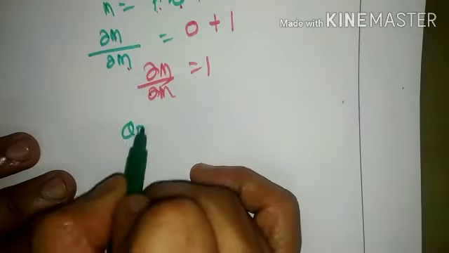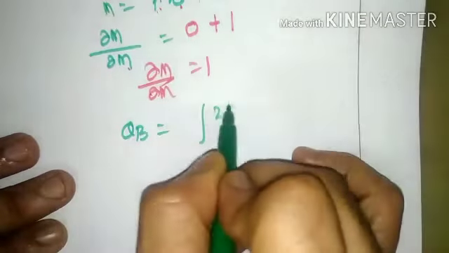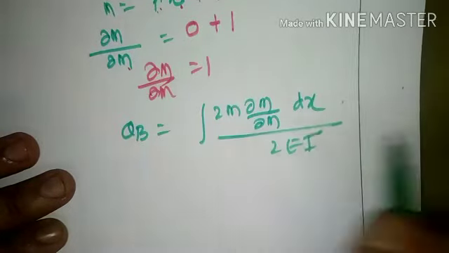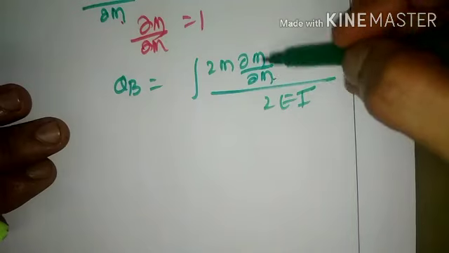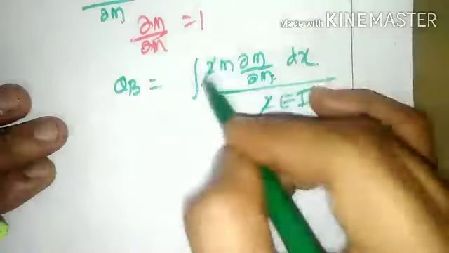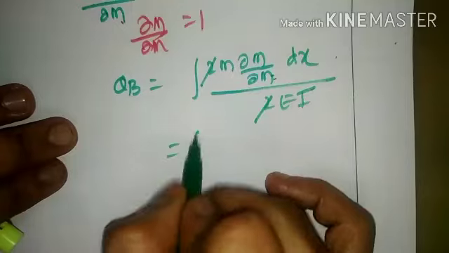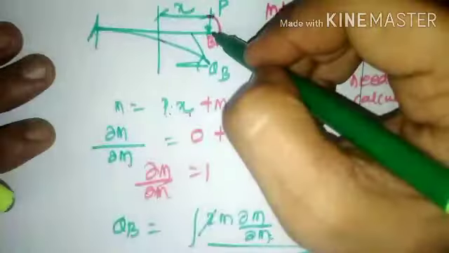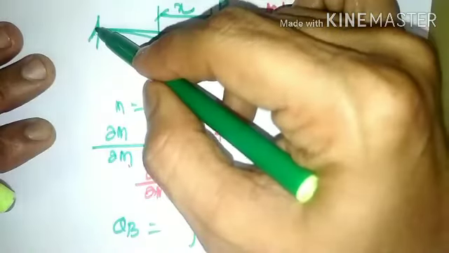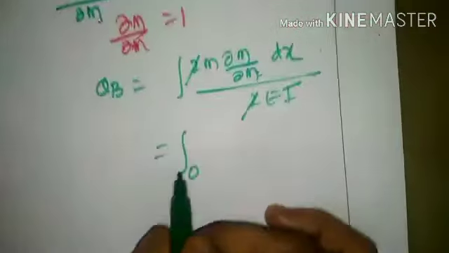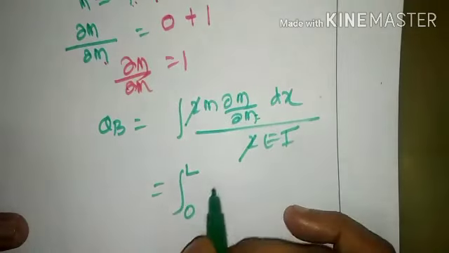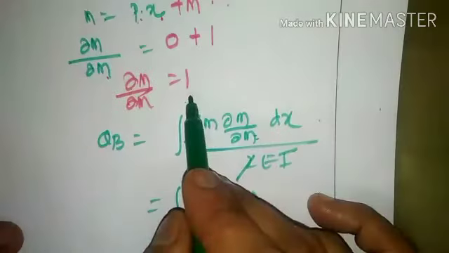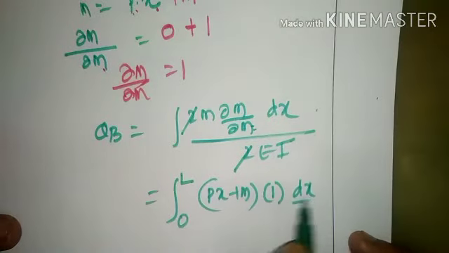So to find out slope, theta B will be equal to integration of 2M dou M by dou M dx divided by 2EI. Earlier it was dou M by dou P, now it is dou M by dou M. So 2 in the numerator and 2 in the denominator get cancelled. So integration 0 to L, since section x will vary from B to A. When it is at B, the x value is 0, and when x is at A, the x value will be L. So limits of integration will be 0 to L. The M term is Px plus M, and the partial differentiation term is 1, dx divided by EI.